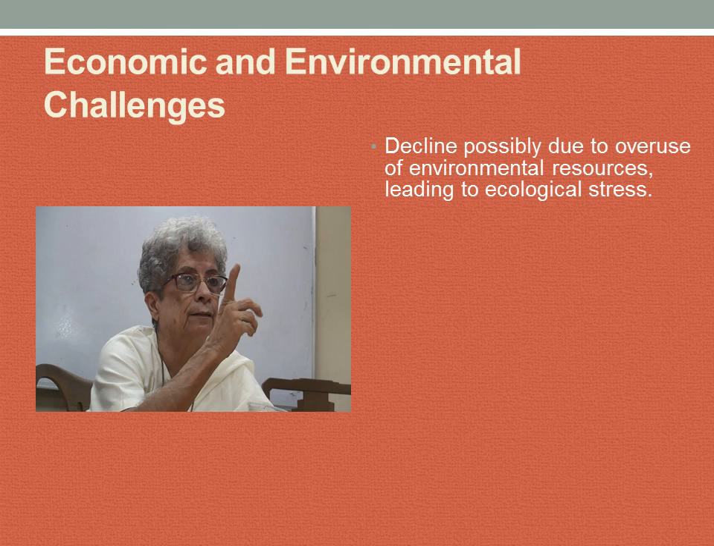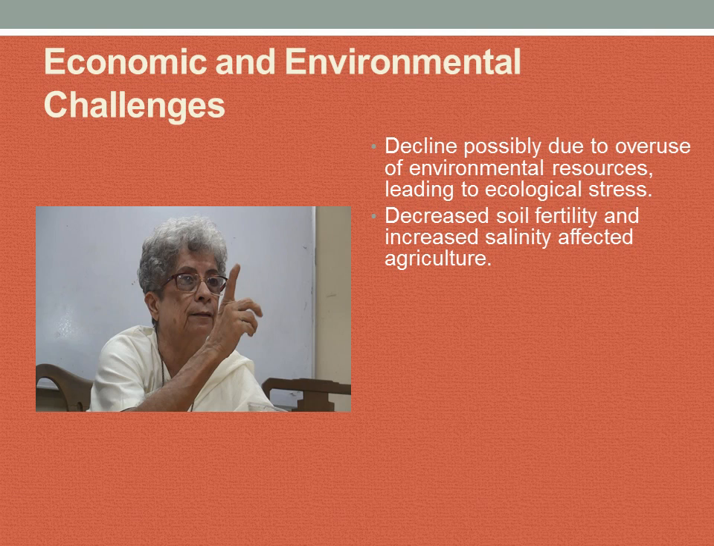So people of Indus Valley may have overused the resources which were available to them, and that led to shortage of resources, which led to ecological stress, and thus people had to search for resources elsewhere in the Indian subcontinent. That was one of the analyses by the archaeologists. Decreased soil fertility and increased salinity affected agriculture.